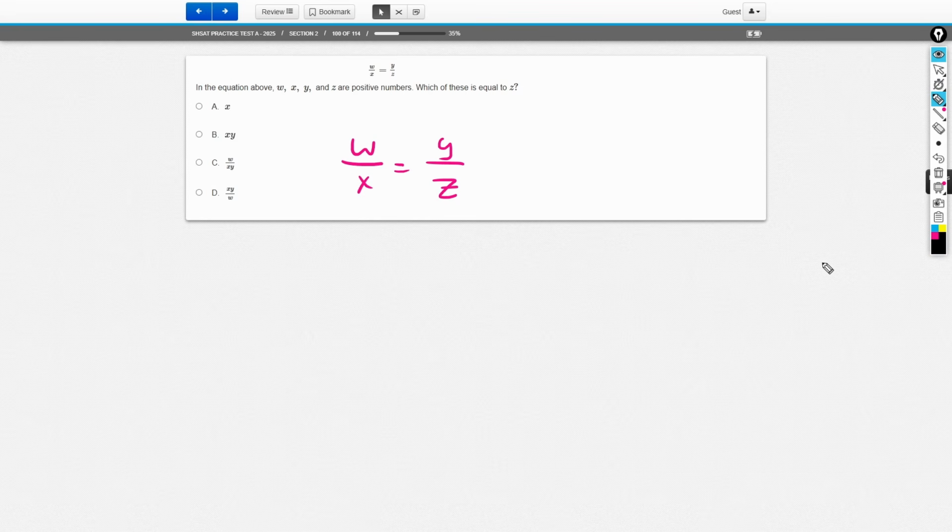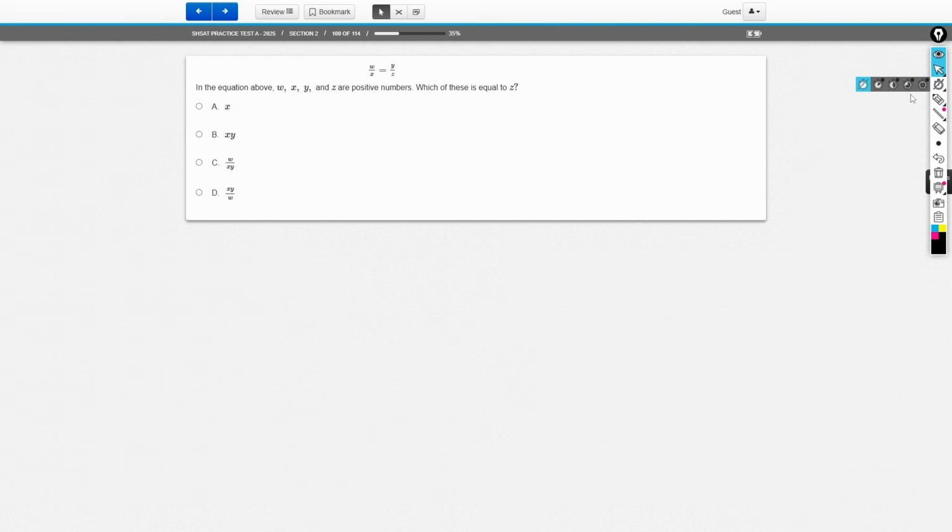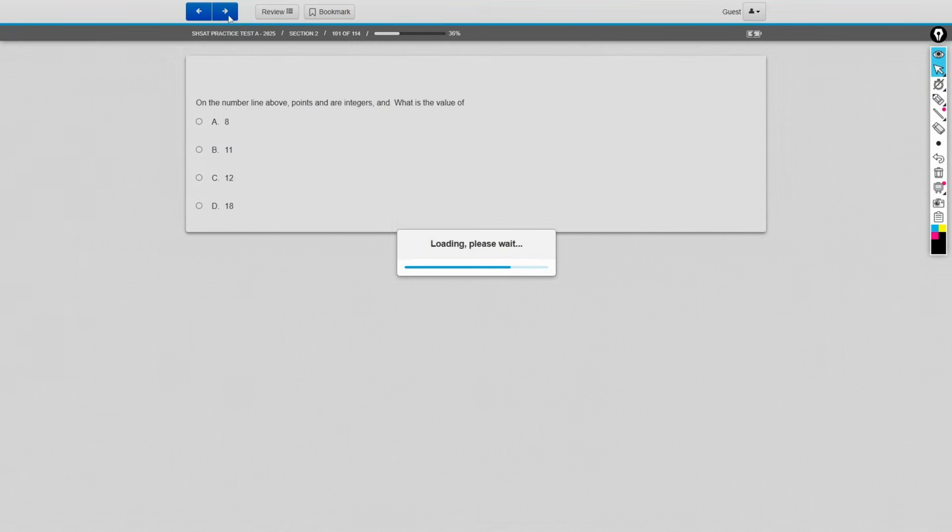If I have 2 fractions and they're equal to each other, I can cross multiply. You're probably tired of me saying it. So multiply the top and the bottom. You get wz is equal to the top and the bottom here, x times y, which is xy. Now, if I want to find what z is equal to, I'm going to get z on its own. So I'm going to divide both sides by w, and I get that z is equal to xy over w, and xy over w is choice D, okay? So whenever you have 2 fractions equal to each other, always cross multiply to solve them, okay?